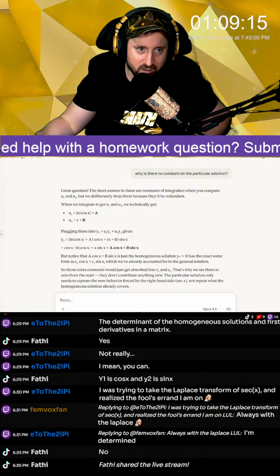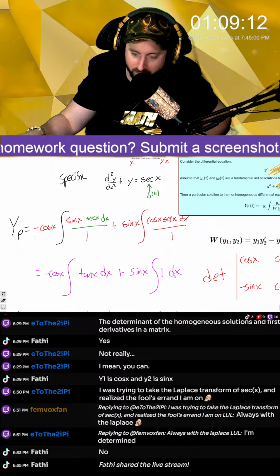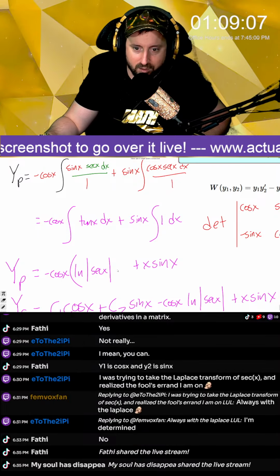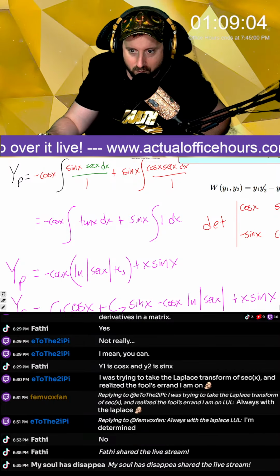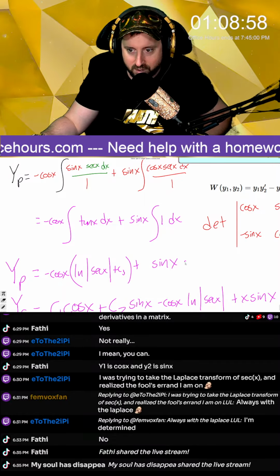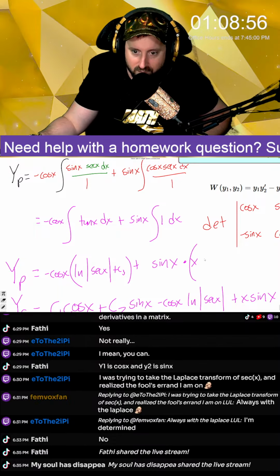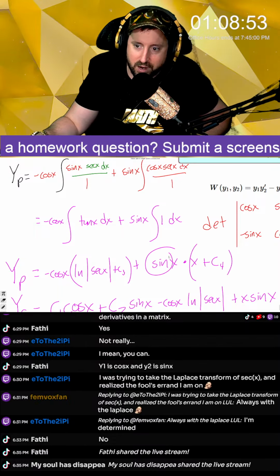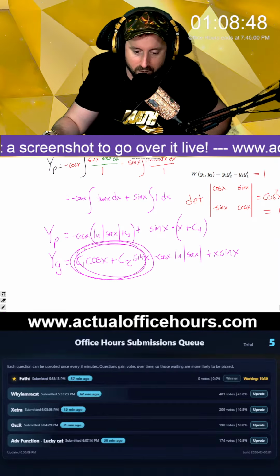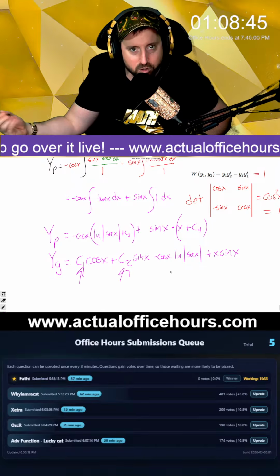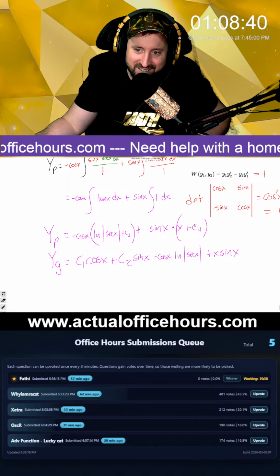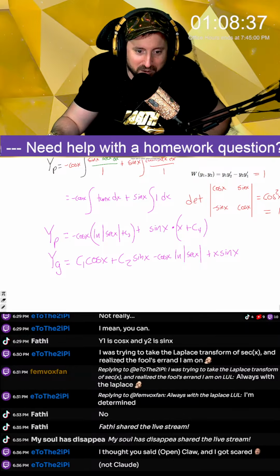I see. Right, okay, so let me explain what I understand from that. When I integrated this, I should have gotten this plus C3, and then this would have technically been sine of x times x plus C4, right? But sine of x C4 and minus cosine of x C3 are already accounted for here in the homogeneous solution. We already have a C, so you just absorb them back in. I thought you said open claw and I got scared. Yeah. But what we're gonna say is these are redundant.